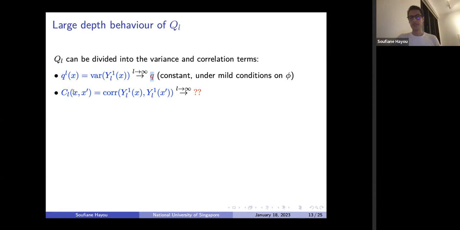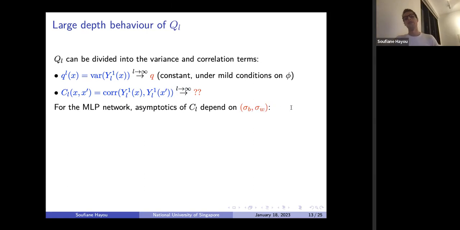Now, for the correlation kernel, which requires two inputs, x and x', understanding what happens in the infinite depth limit, so we take l to infinity, actually requires considering different cases of how we initialize the variance of the weights and biases. Okay, so sigma_b for the bias and sigma_w for the weights. And we actually have three cases here.